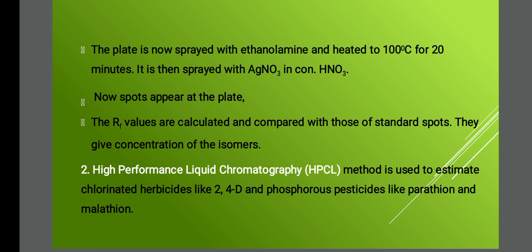The second method is high performance liquid chromatography. This method is used to estimate chlorinated herbicides like 2,4-D and phosphorus pesticides like parathion and malathion. So malathion and parathion can be estimated by high performance liquid chromatography. The method is not given; you can simply write it in a single line. High performance liquid chromatography is used to estimate chlorinated herbicides, mainly parathion as well as malathion. Is it okay?